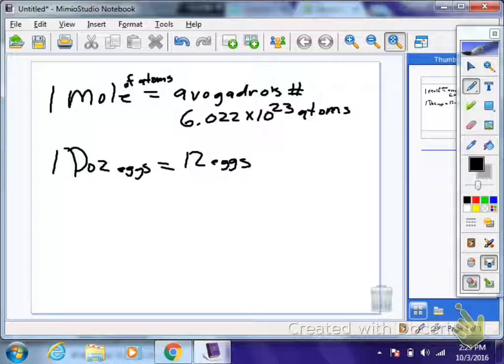Okay, so now we get to this point of weighing. They've got this thing called a molar mass. A molar mass is the weight of Avogadro's number of atoms. It's the weight of 1 mole of atoms. These are definitions you guys have. It's the number of grams of 1 mole of atoms.